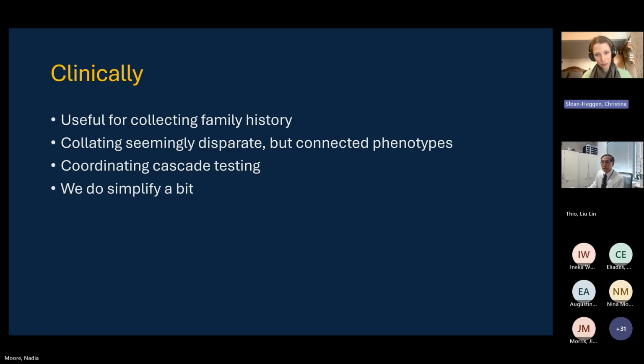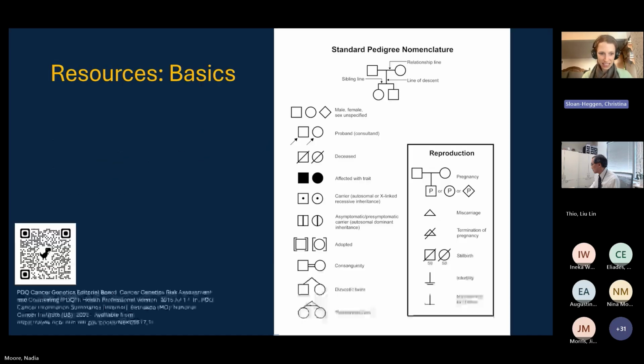And so I will say, compared to that example that I showed you on the last slide, we do simplify a little bit, but we try to include all of the blood relatives. So as you'll see in my drawing, I don't include all of the aunts and uncles that have married in. Go ahead and switch slides.